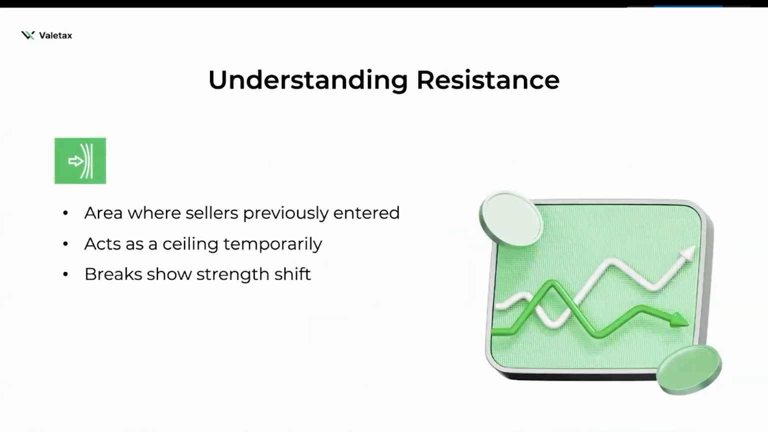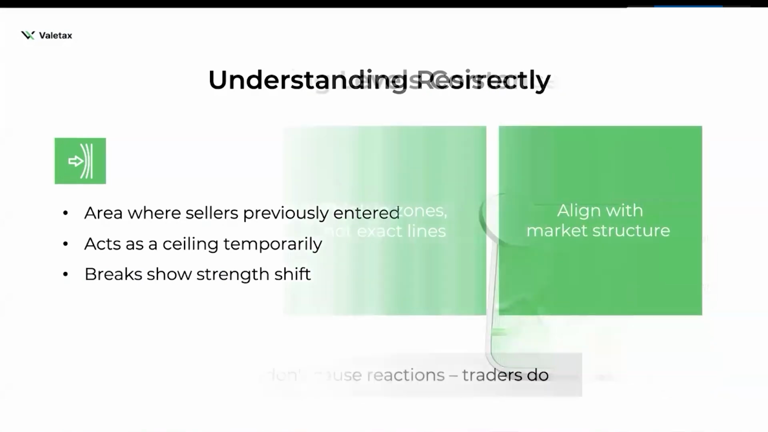Now, how do we understand resistance? It's just like support, but this time resistance is more for the sell side. It's an area where sellers previously entered the market. It acts as a temporary ceiling. So when we say something is resisting, it means it's preventing you from moving upwards. So that is what a resistance is. And a break above a resistance or a support level usually tells us that market strength is shifting.